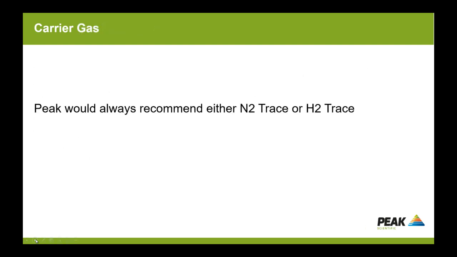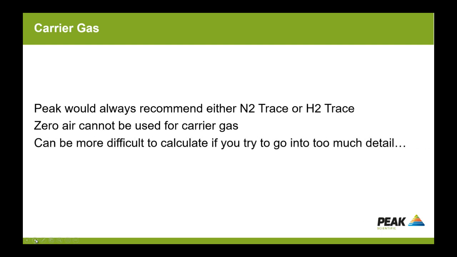Now, if you are considering using nitrogen or hydrogen for carrier gas, we would always recommend using either the nitrogen trace or the hydrogen trace, because these provide higher purity gas. So the nitrogen trace removes hydrocarbons from nitrogen, and the hydrogen trace has a dryer that provides slightly drier gas than our standard models. Remember that zero air can't be used for carrier gas supply. And as I just alluded to before, if you try to get into too much detail, if you're not used to looking at method information, it can become slightly confusing. So again, keep it simple and focus on total flow required for your carrier gas calculation.